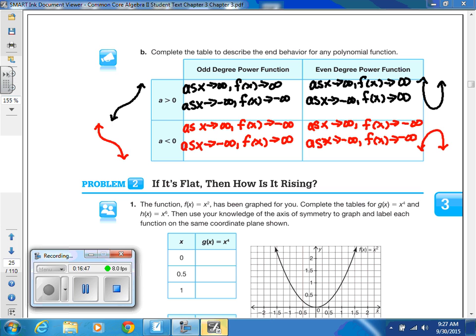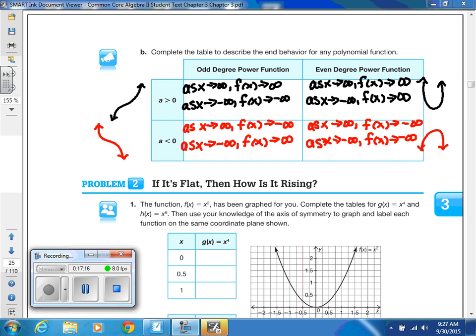Even degree functions, the end behavior matches. It's up, or it's down, okay? On an even degree function, the end behavior is going to match. On an odd degree function, the end behavior is opposite. It's up, down, or down, up. Okay? So they don't match. They're opposite. So everybody have that chart filled in?